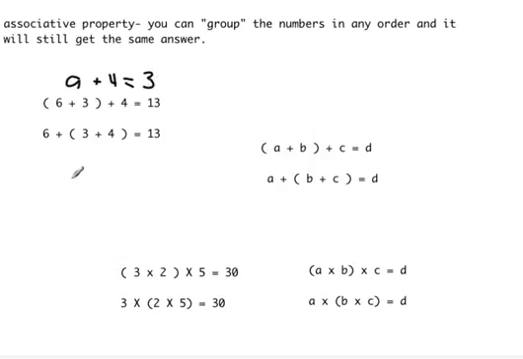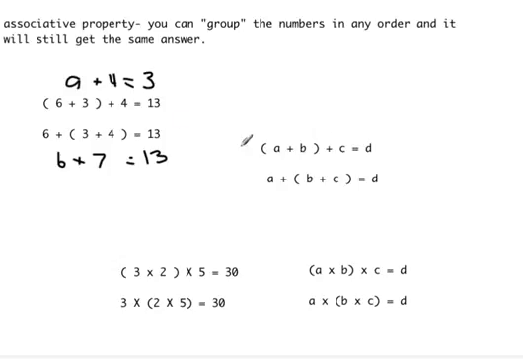If I swap that around, and I put the parentheses around my second two numbers, I have 6 plus the quantity 3 plus 4, which equals 7. So 6 plus 7 still equals 13. It doesn't matter if I did the first set of numbers first or the second set of numbers first. I still get 13.